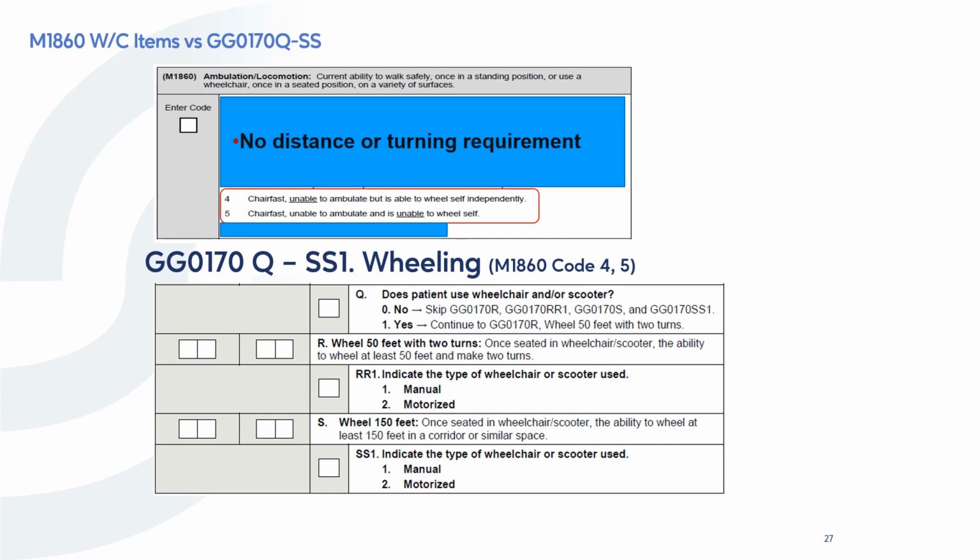And then on the corresponding side for the GG0170 items, we have Q through SS1, all about the wheelchair. So do they have a wheelchair? What type is it? Can they go 50 feet with however many turns? Can they go 150 feet? So there's different requirements there. And again, the M1860 item has no such requirements. It's just about, can they maneuver it safely by themselves, or do they need help?